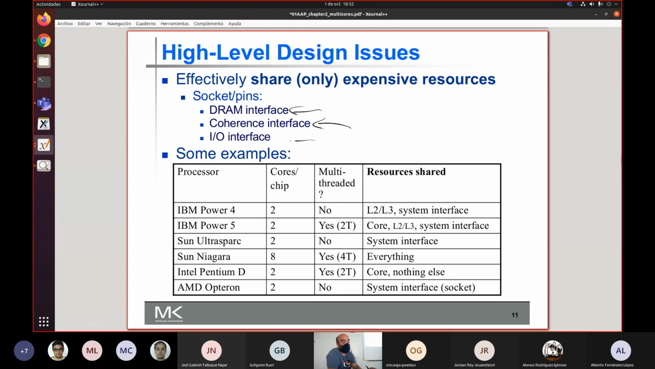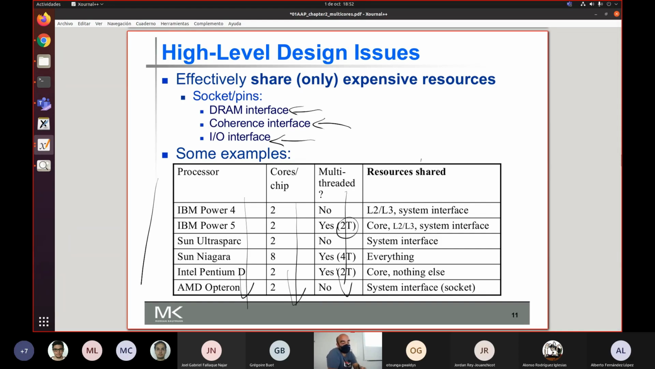This table contains some architectures. These architectures have to be between 1995 and 2005, I believe, more or less. So you can see the name of the processor. All of them are multi-core processors. The number of cores per chip, whether they supported multi-threading, and if it was supported, how many concurrent threads could be executed, and the resources that were shared among different cores.